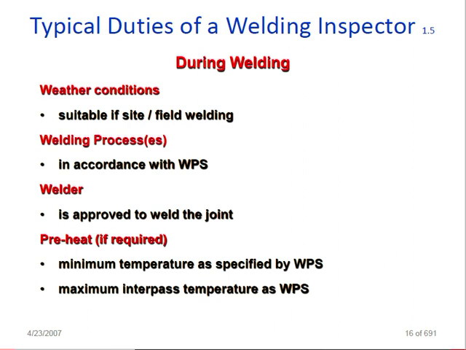Welding process in accordance with WPS, definitely this should be as per the WPS. If there is SMAW, we have to do SMAW. If it is MIG, then you have to do MIG. The welder is approved to weld the joint. He should be approved before and during welding. During welding, the inspector should check before welding, and also during welding, the welder is approved to weld the joint.